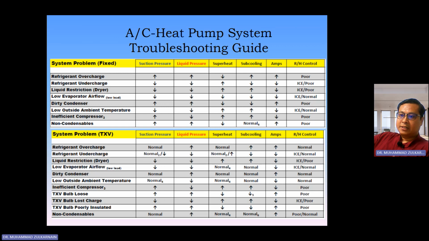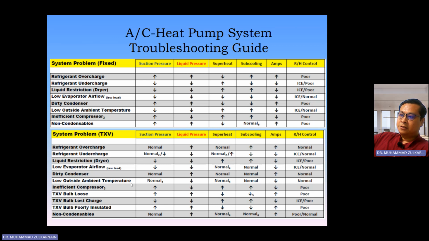So it means that if you have an inefficient compressor, the reading of suction pressure is increased and the liquid pressure is lower, and the superheat is increased, and the subcooling is increased, and the ampere meter is lower, meaning that an inefficient compressor has actually occurred in the system.